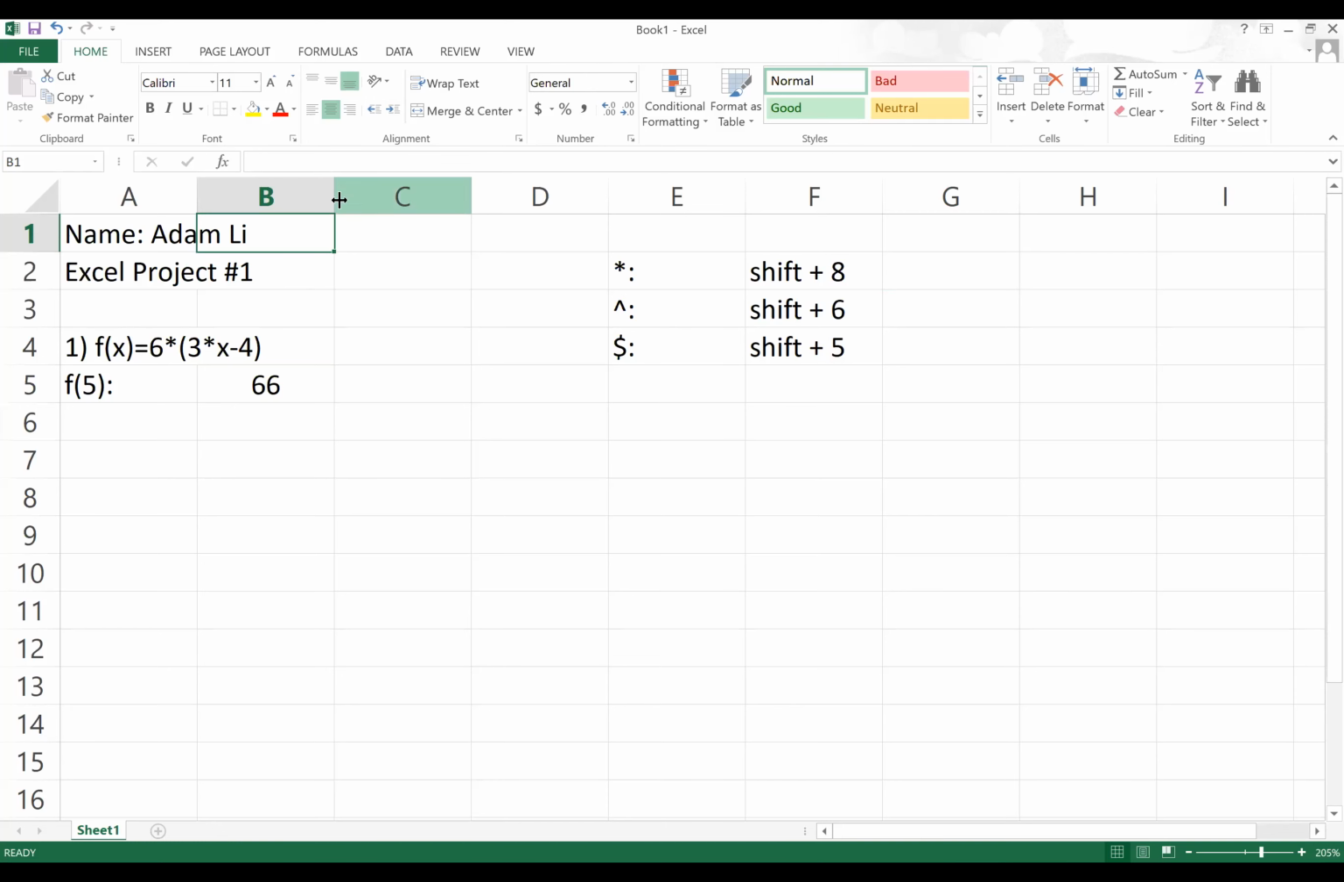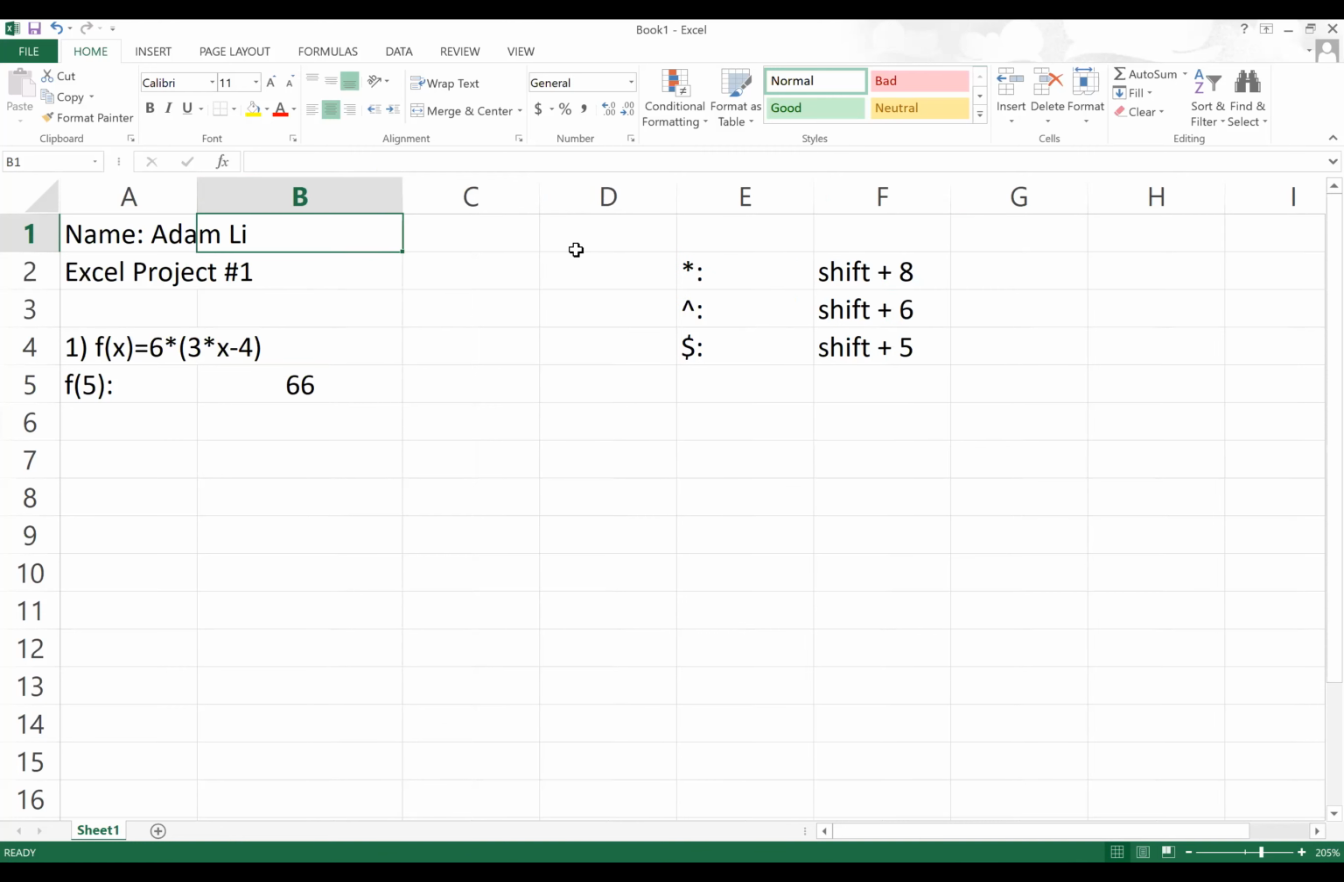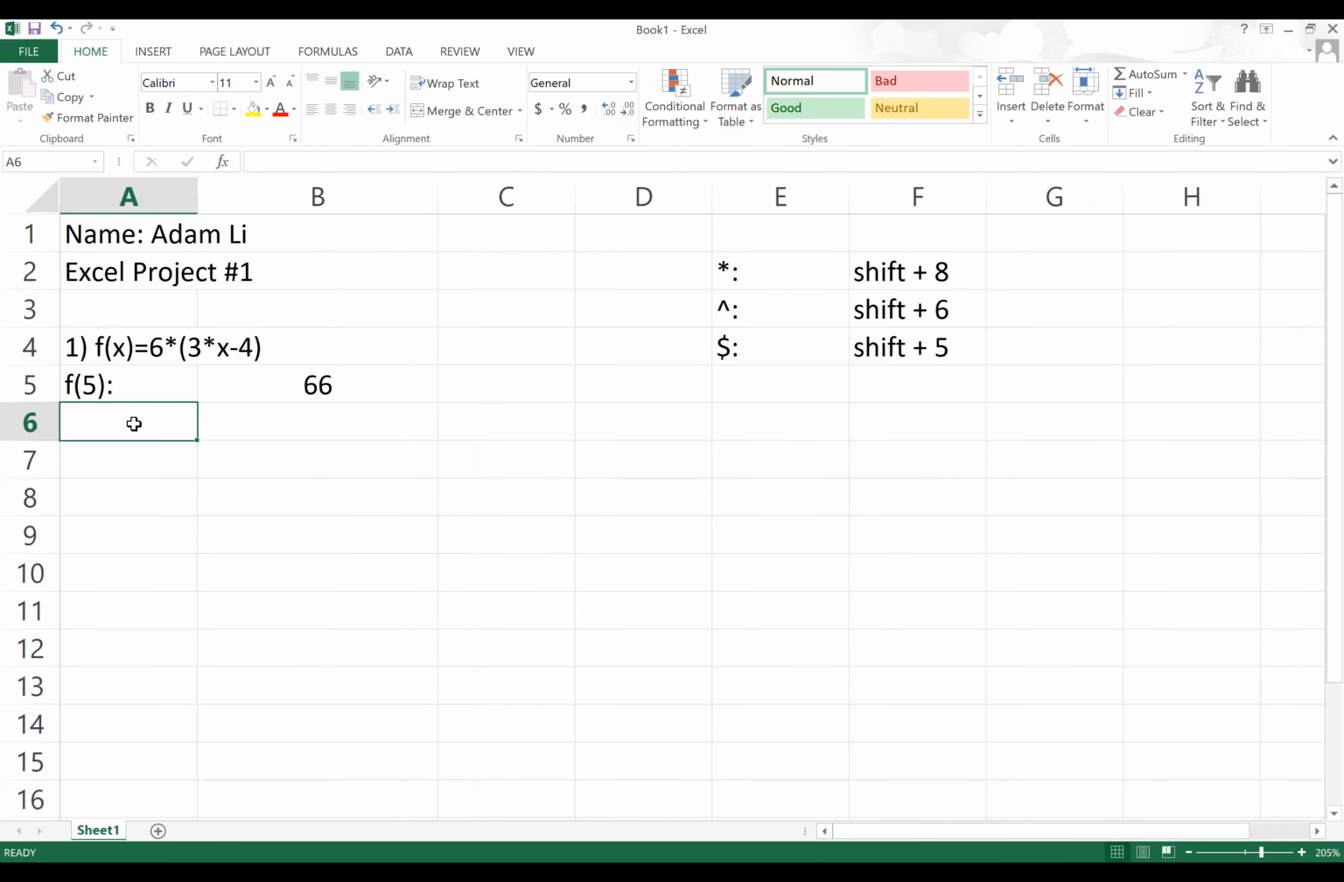Also, sometimes you need to enlarge the cell. Between the border of column B and column C, when you see a solid cross coming up, you can just drag it. Then you'll be able to make it a larger, wider cell, if you need to do that.